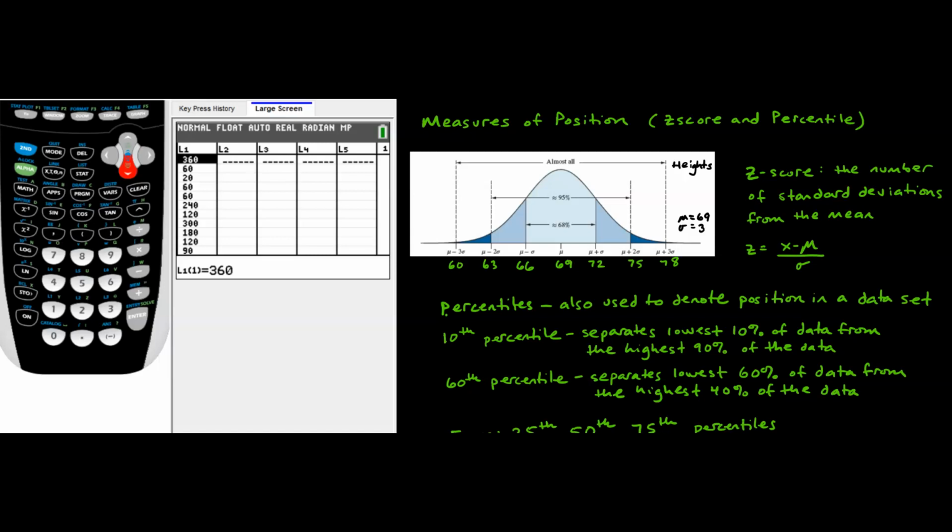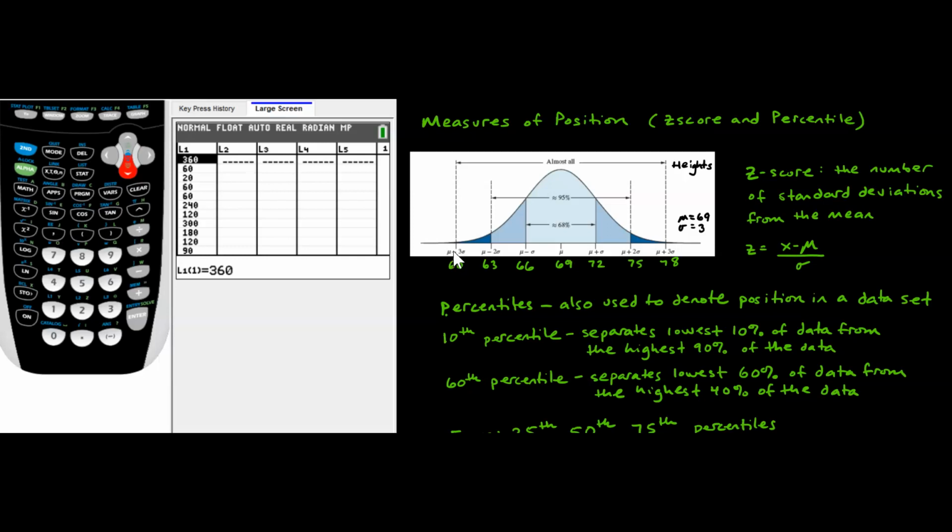So far in this module, we have talked about measures of center with mean and median. We've talked about measures of spread with variance and standard deviation. And in this video, let's talk about measures of position with Z-score and percentile. Now, we've actually already talked about Z-score a little bit without you knowing it, because it connects nicely with the discussion involving the empirical rule.